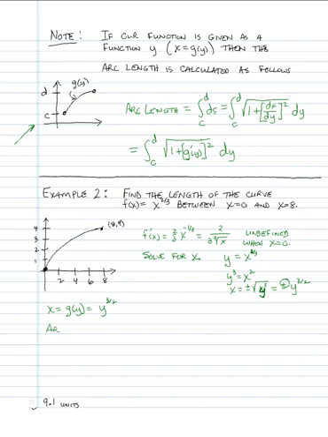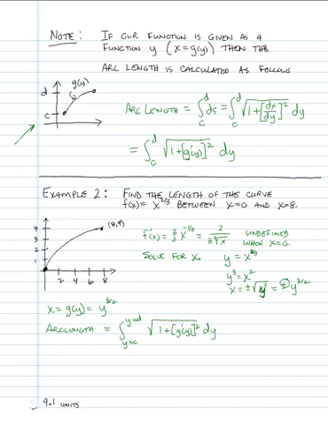The arc length is equal to the integral from y equals c to y equals d of the square root of 1 plus, and we could write this as the derivative of x with respect to y, or we could write it as g prime of y. It really doesn't matter. G prime of y, the quantity squared, and of course we're integrating with respect to y.